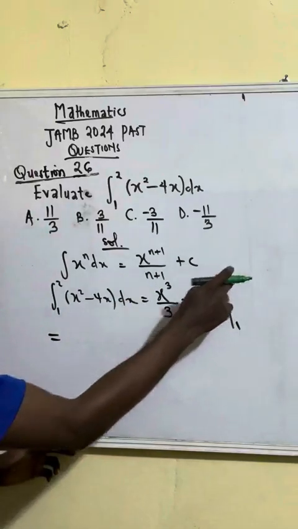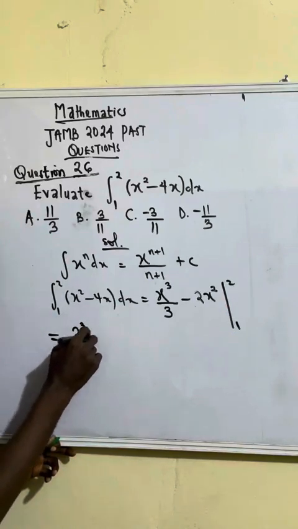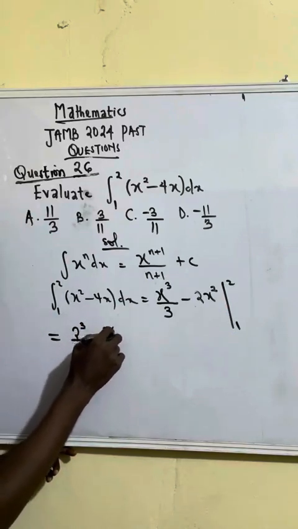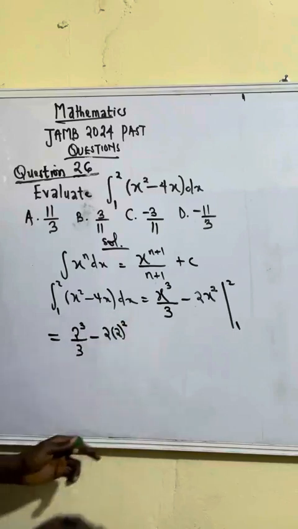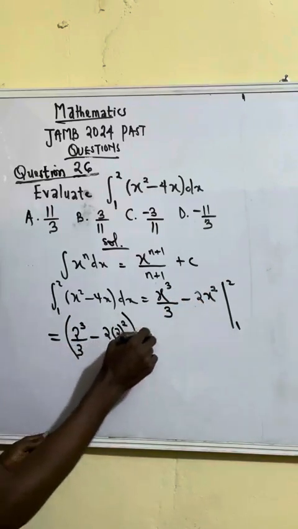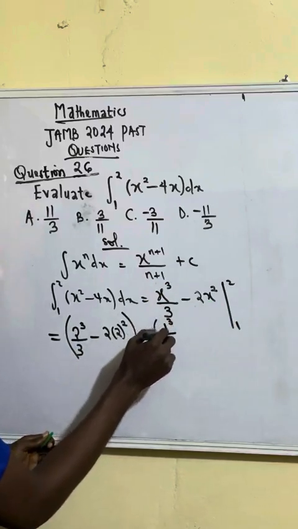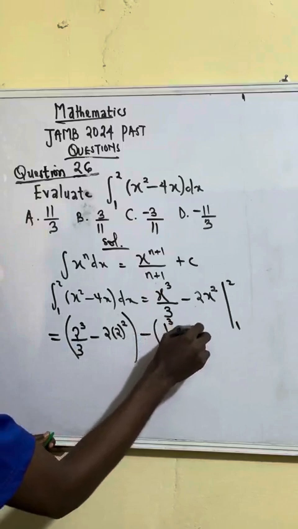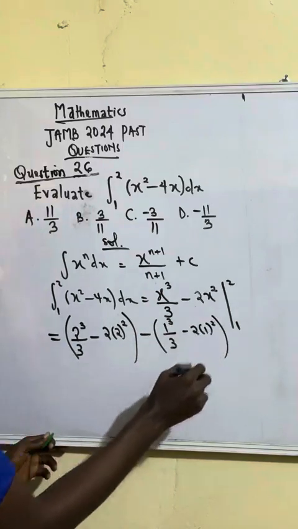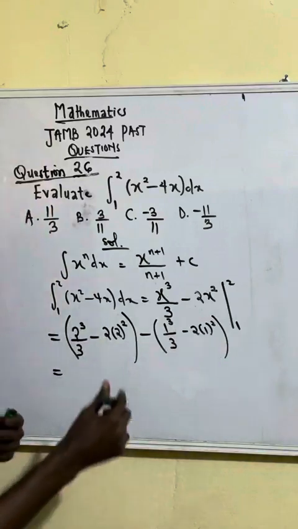So let's go about that. Let's start with the 2. I'll have 2 raised to power 3 over 3 minus 2 brackets 2 raised to the power of 2. That is, anywhere I see x, I'll put 2. Put all of this in brackets. Do the same thing for the substitution of 1. That will give me 1 raised to power 3 over 3 minus 2 bracket 1 raised to the power of 2. Close the bracket. Next thing, simplify further to get your final answer.